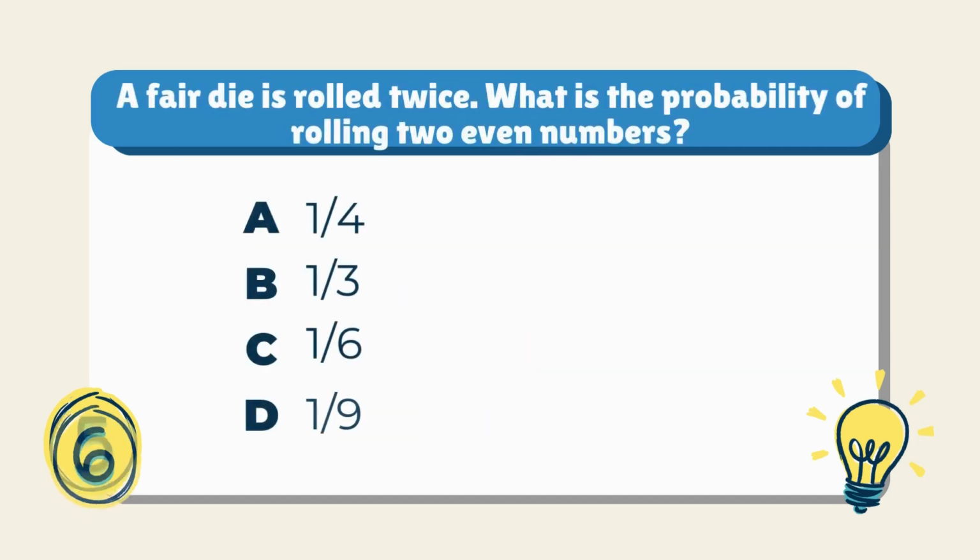Question number 6. A fair die is rolled twice. What is the probability of rolling 2 even numbers? A. 1/4, B. 1/3, C. 1/6, or D. 1/9. Timer starts now.